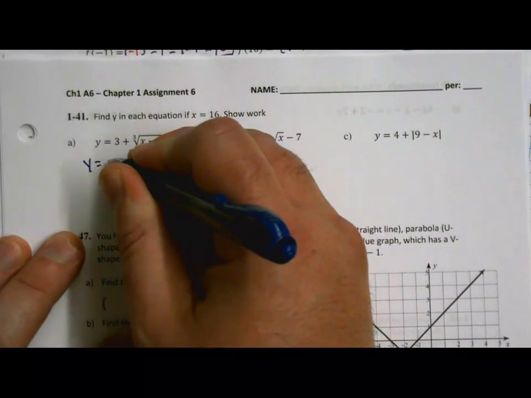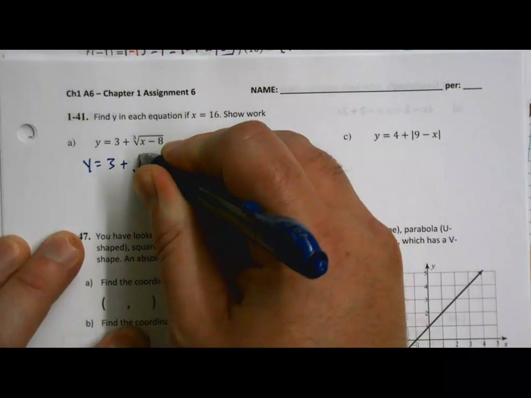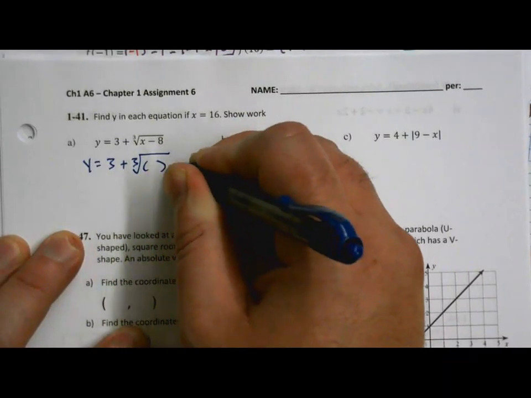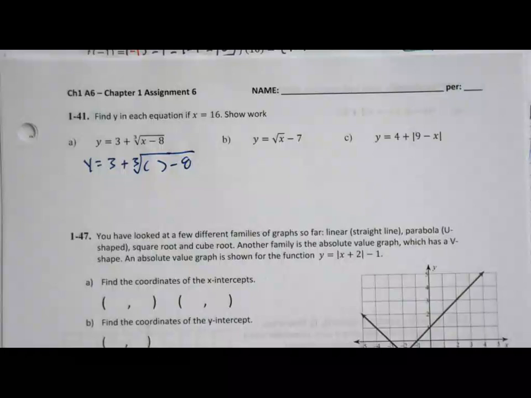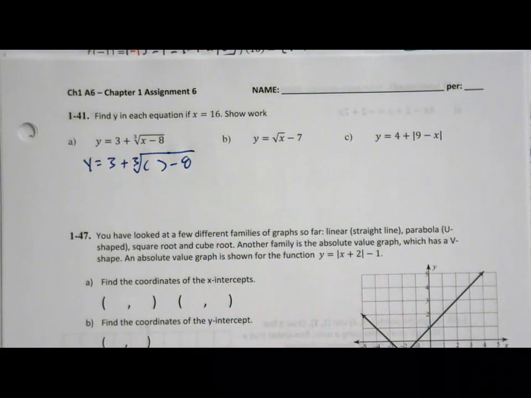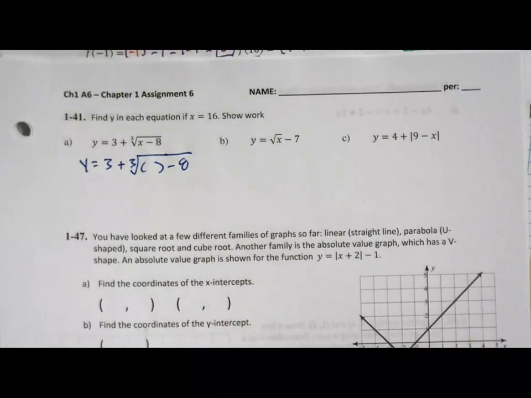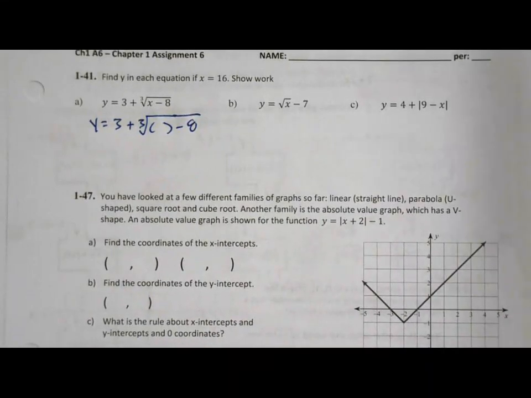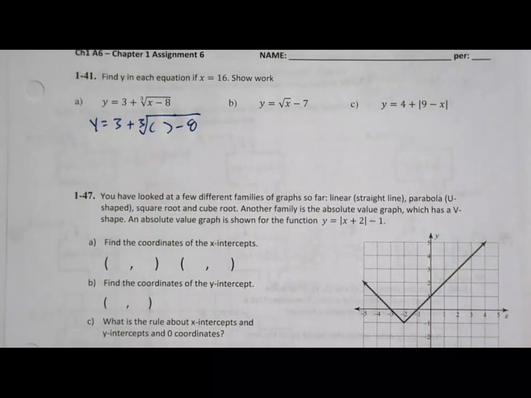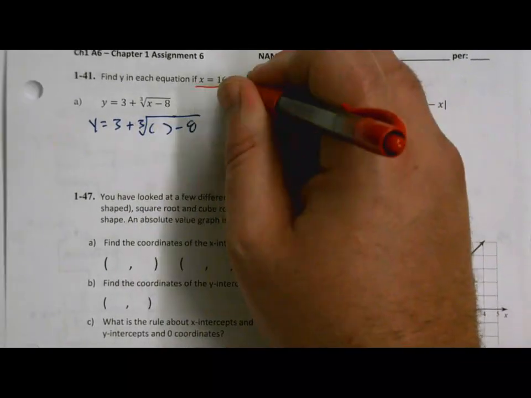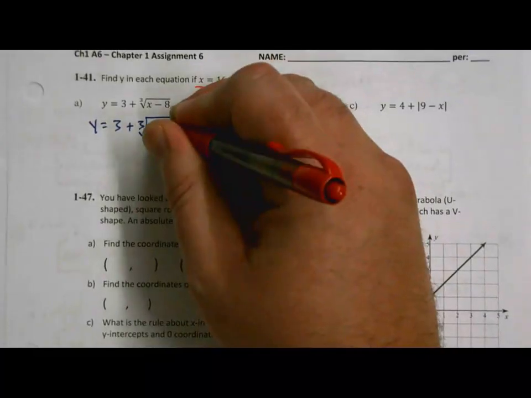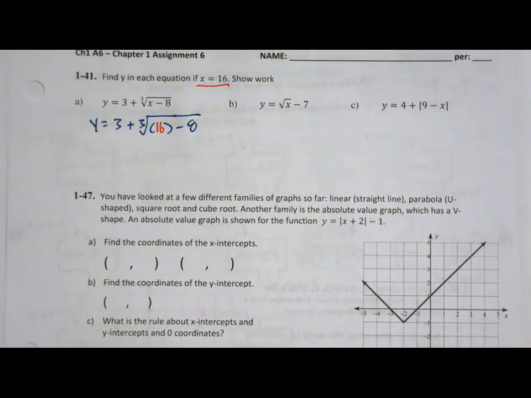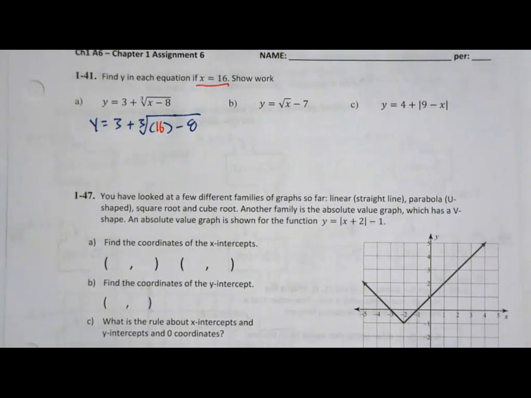y equals 3 plus the third root of x minus 8. So we're going to start all of these problems out like that. We're going to write the equation. We're going to leave out the x just like we did in our work today. And then we're going to put the x value that's in there. Just be patient. What x value are we going to put in there? For this one, we're going to put 16 in there. Okay, I'll leave that for you to finish, but that's the work that I want to see for that.